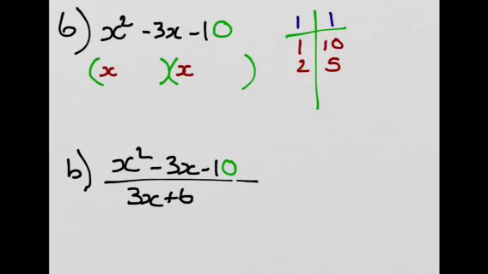For part B, we're looking to factorise both the numerator and the denominator. Now, if you haven't noticed already, your answer from part A is your numerator in part B. You then want to factorise the denominator and fully simplify.